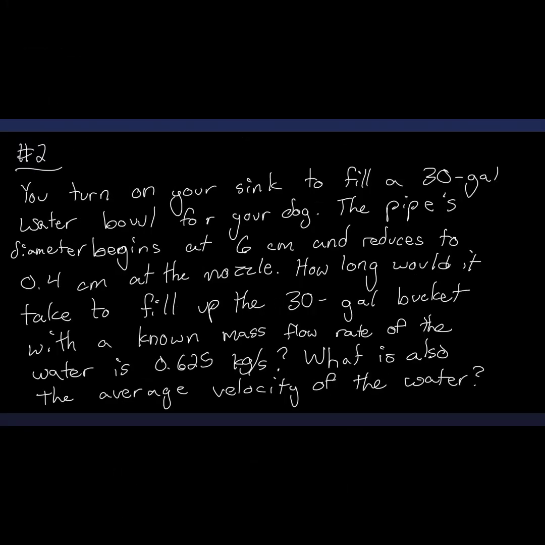In problem 2, you turn on your sink to fill up a 30-gallon water bowl for your dog. The pipe's diameter begins at 6 centimeters and reduces to 0.4 centimeters at the nozzle. How long would it take to fill up the 30-gallon bucket with a known mass flow rate of the water being 0.625 kilograms per second? What is also the average velocity of the water?